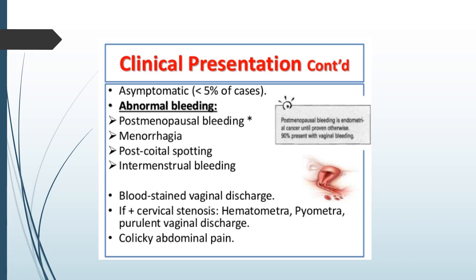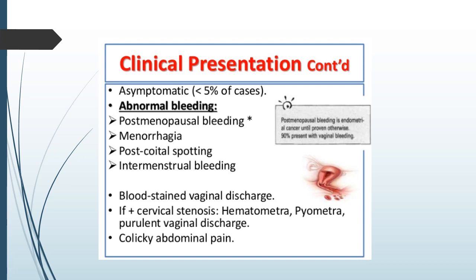In menopausal ladies, there is cervical stenosis because of an atrophic cervix. So there could be collection of blood in the uterine cavity, or once it gets infected, then there is pyometra, or there could be colicky abdominal pain. So all these symptoms should be taken very seriously, especially in postmenopausal ladies. Postmenopausal bleeding is endometrial cancer until proven otherwise.